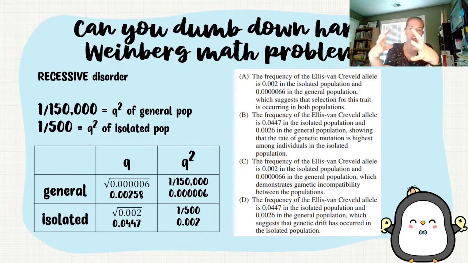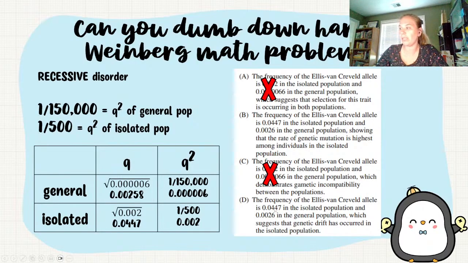Now I just combine that chart so I can fit it into one spot, and I'm looking at my answer choices. The frequency of the allele is 0.002 in the isolated population? No, it's not. The frequency of the allele is 0.0447 in the isolated population? Yeah, it is. And 0.002 in the general population? Yeah, it is. So B is good. Let's go on to C. The frequency of the allele is 0.00? No, it's not. And then the same thing here is 0.0447. Yes, we know that is true.